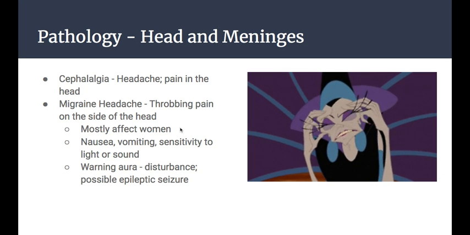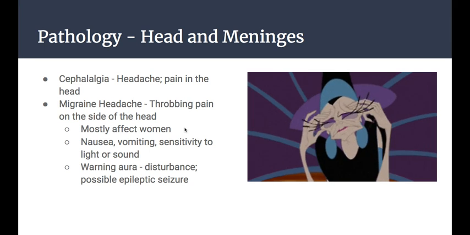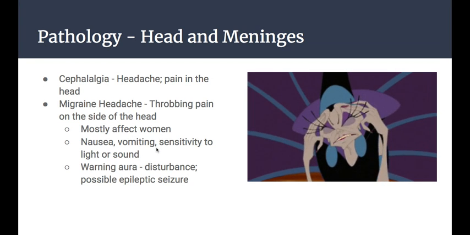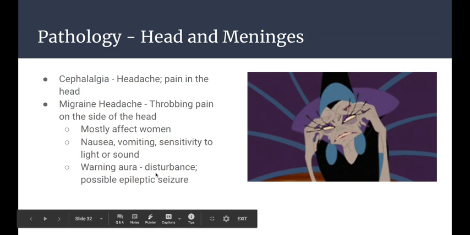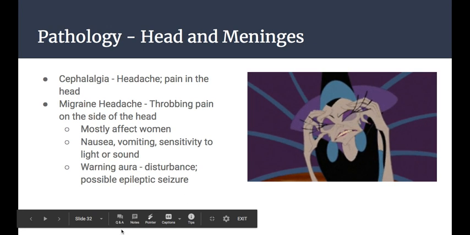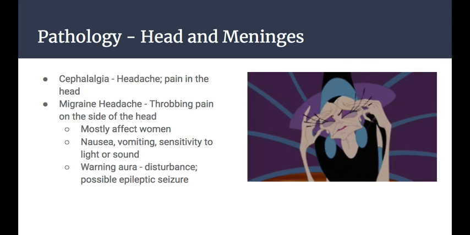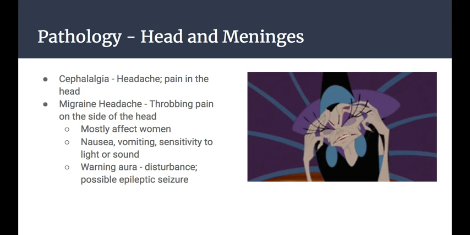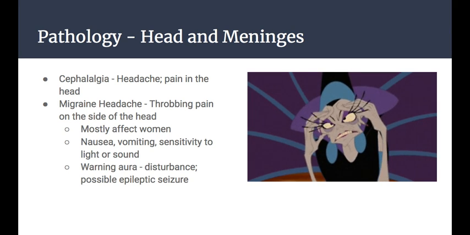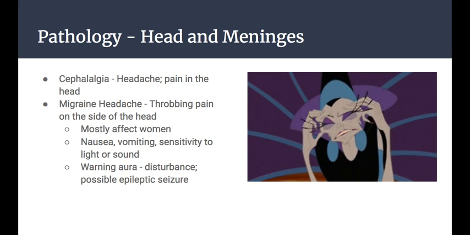It affects mostly women. Mostly women are affected by migraines, and it can cause nausea, vomiting, sensitivity to light or sound. And then there is this warning aura, which I didn't know this, and there's like a disturbance prior to having one, and it can be like an epileptic seizure can be a warning aura or a warning sign of getting a migraine headache.